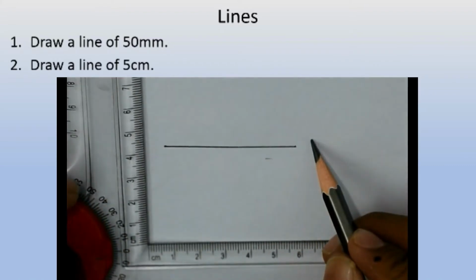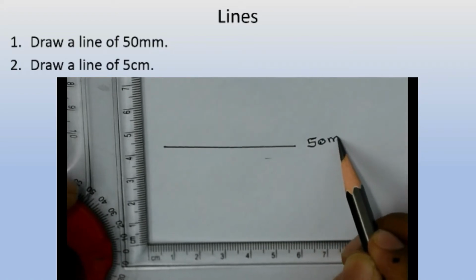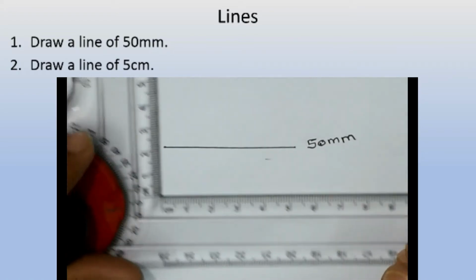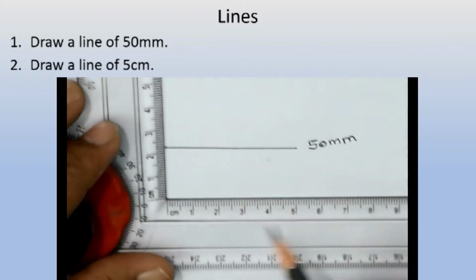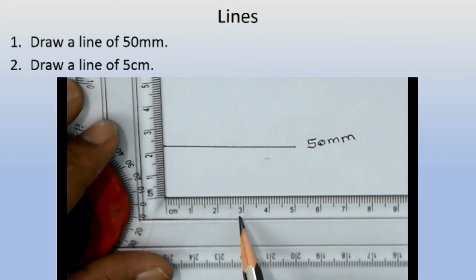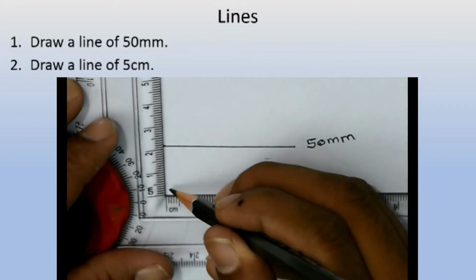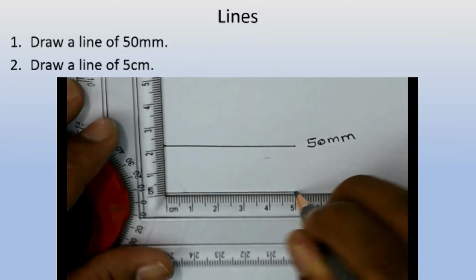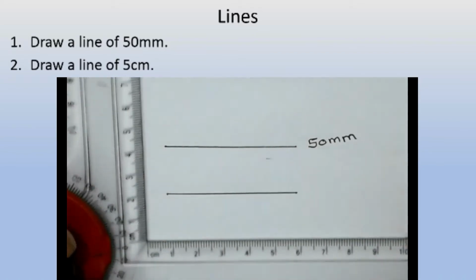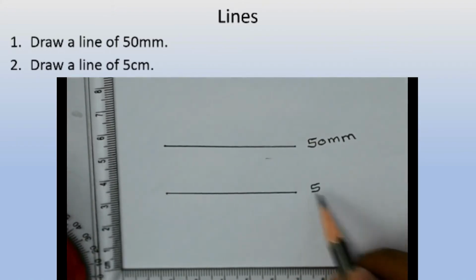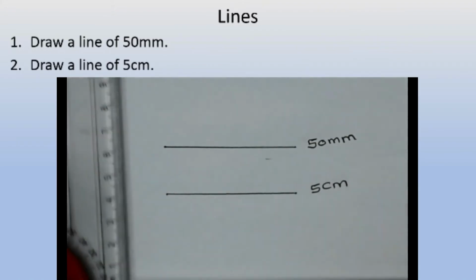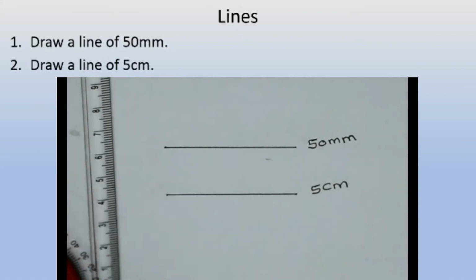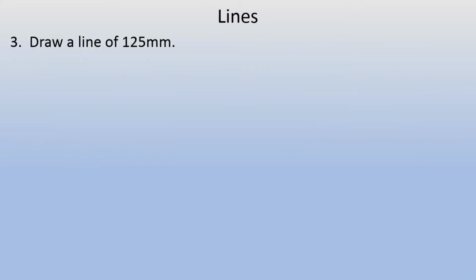And now I'll just write it here, 50 mm. And now I will draw the other line, which is 5 centimeter. So this is 1 2 3 4 5 centimeter. So I'll mark here this line as 5 centimeter line. So here you can observe these both lines are equal because 10 mm is equal to 1 centimeter. Here we will see two more problems.